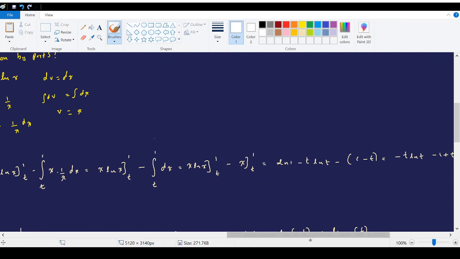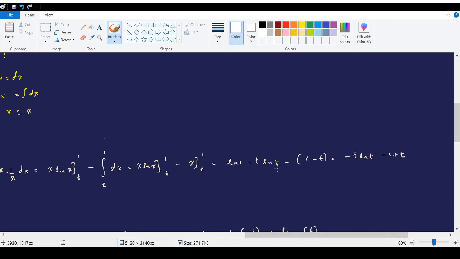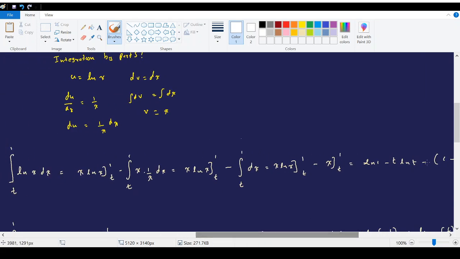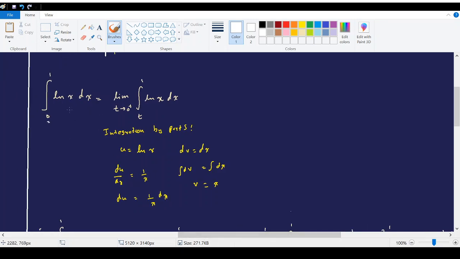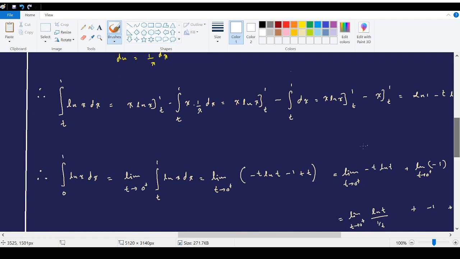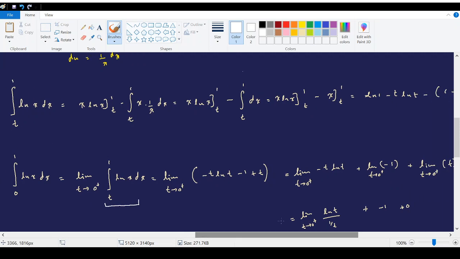everything will reduce down to ln 1 minus t times ln t minus 1 minus t, and ln 1 is equal to 0. So the final answer will be equal to negative t times ln t minus 1 plus t. And that means the answer for this integral, but we have to calculate the limit to compute the answer for the given original integral. So the original integral will be the limit of this thing, and we found the answer for this one in the previous line, which is equal to this.